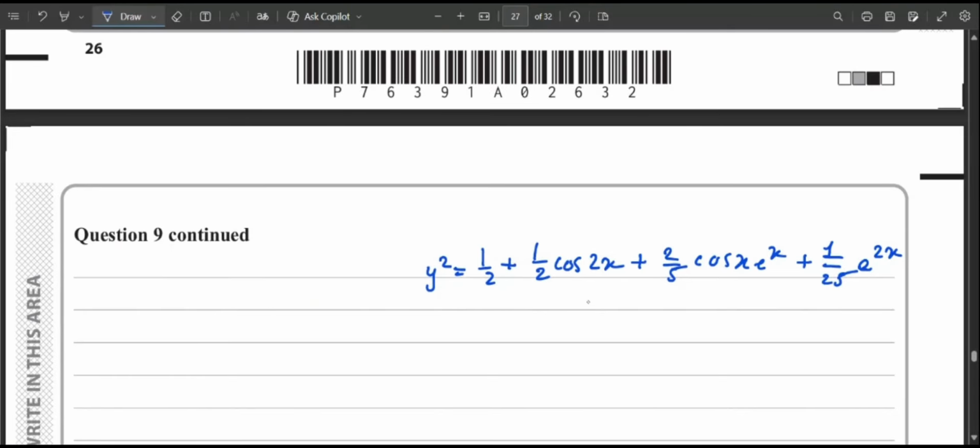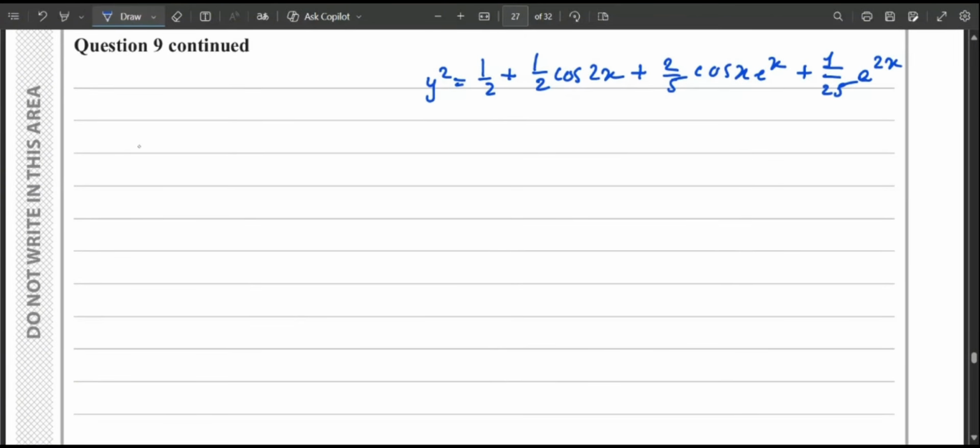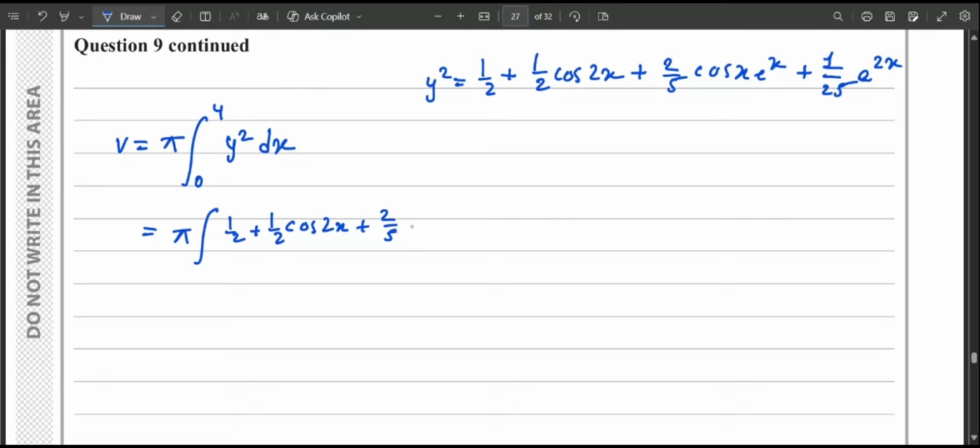This is our simplified expression for y square. So we can now substitute this expression for y square into our volume formula. We know that our volume formula was integration of y square in terms of dx, and the limits are 4 and 0. We can substitute in this expression: half plus half cos 2x plus 2 by 5 cos x e to the power of x plus 1 by 25 e to the power of 2x.